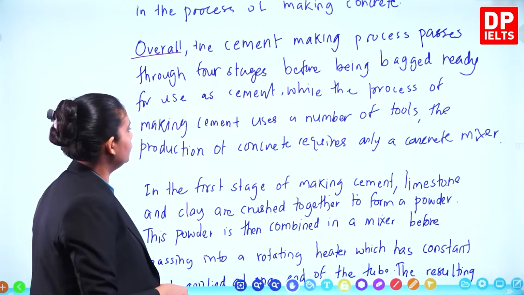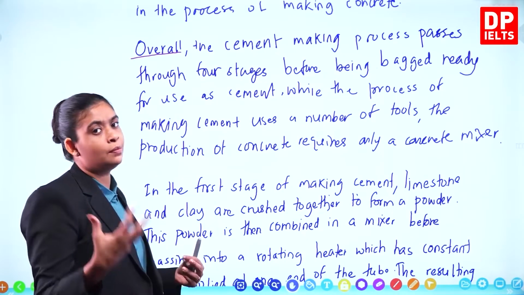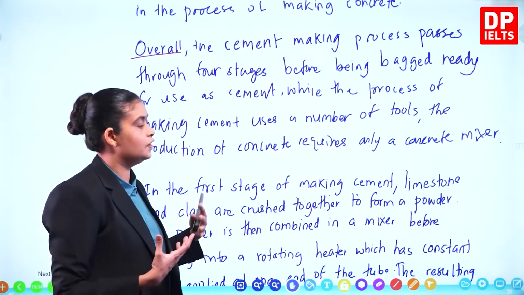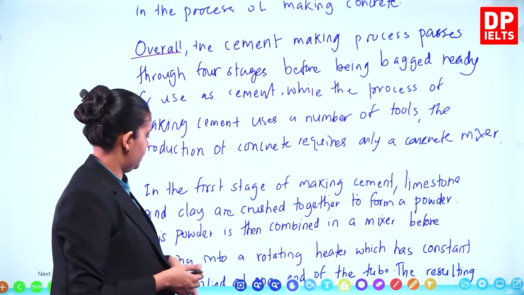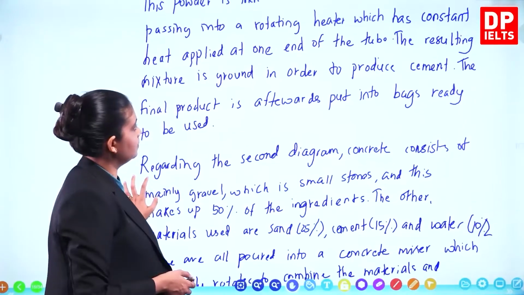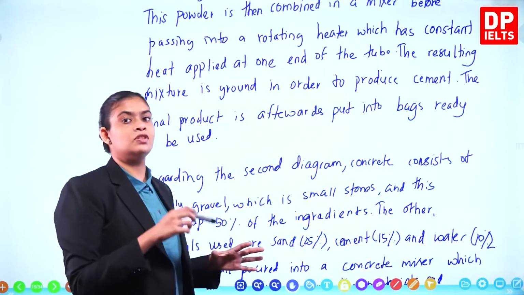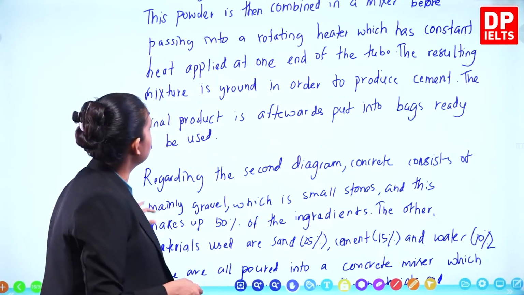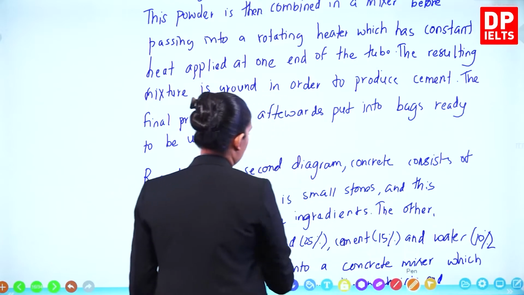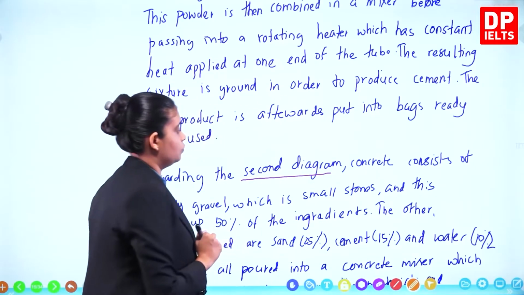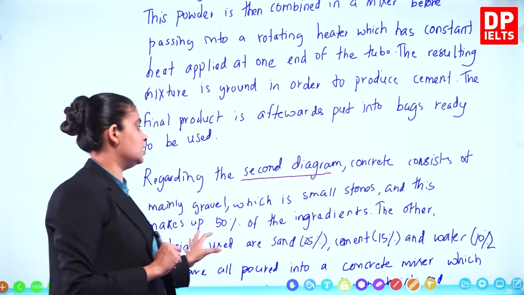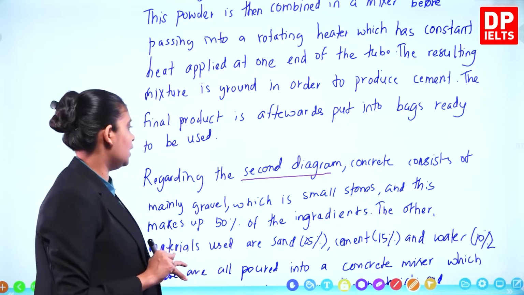And also you know that to make cement, there is a number of tools and equipment, right? But however, in the production of concrete, it only requires the mixer. And then we talk about the first stage, which is making cement, right? So how you put limestone and clay together and then produce cement. But then in the second diagram, it talks about how you make concrete, okay? So how concrete is being made by using gravel, sand, and the other ingredients.